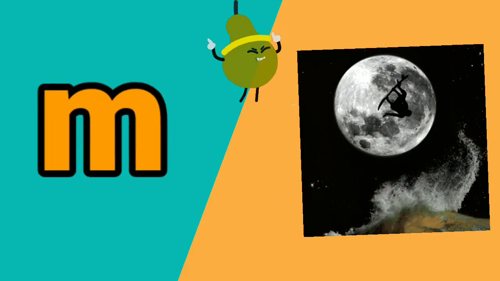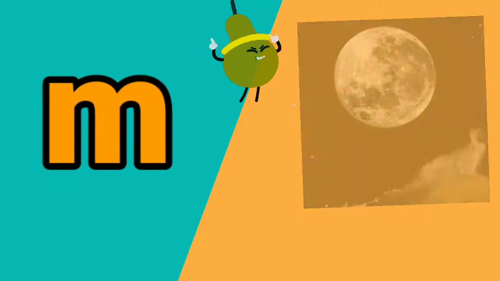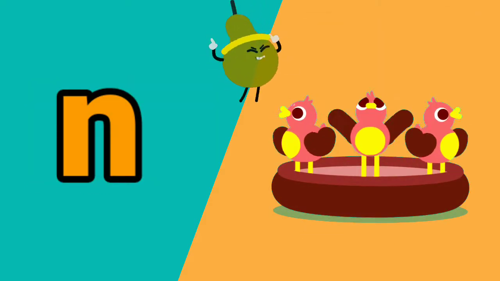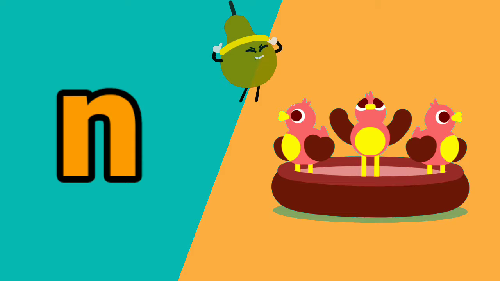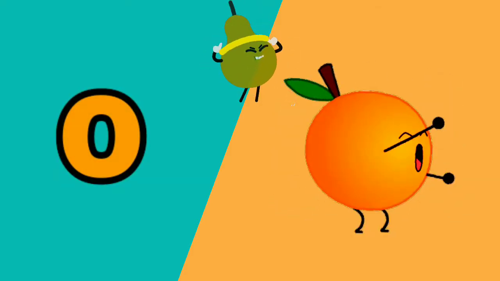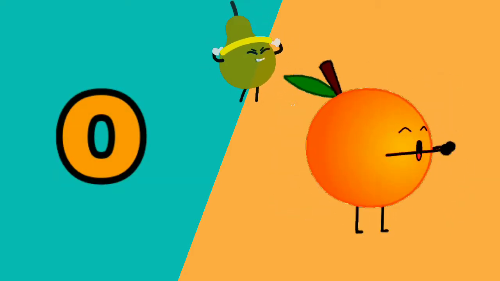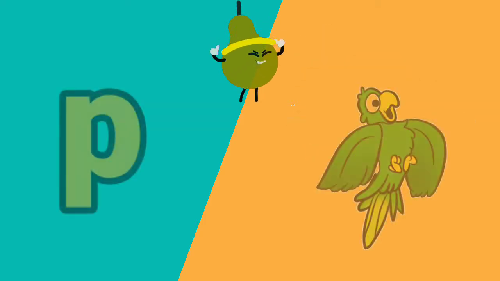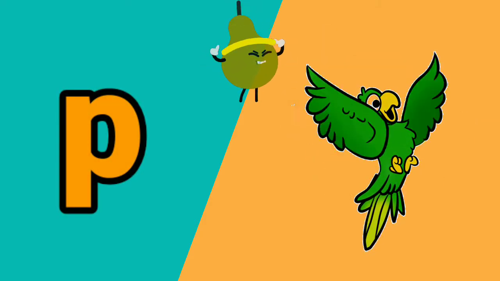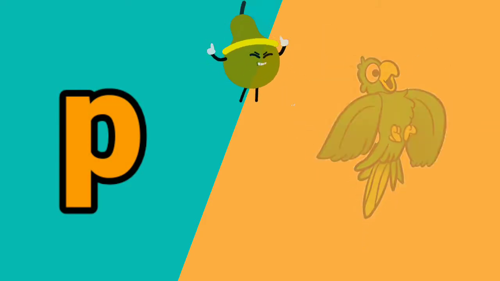M for moon. N for nest. O for orange. P for parrot.